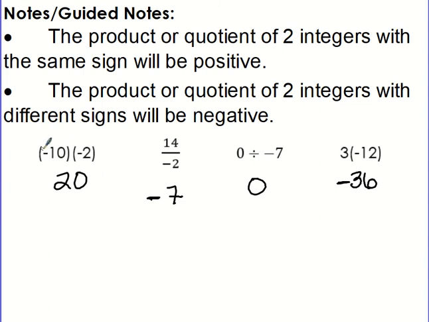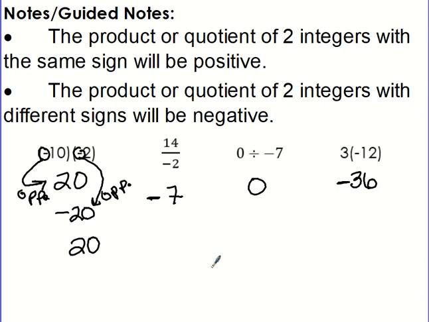So if we think about it, what we're doing is we're taking 10 times 2, 20. I'm taking the opposite of it once. That gets me negative 20. But because I have a second one, I take the opposite again, and that's how I end up with a positive 20. Because of these two negatives: take the opposite once, take the opposite twice, positive.